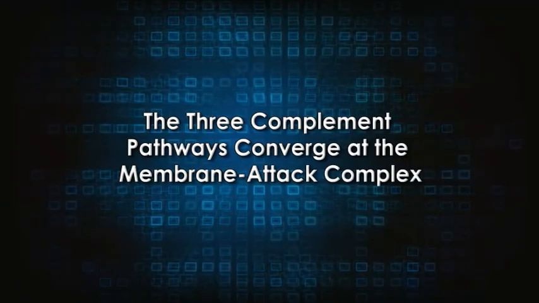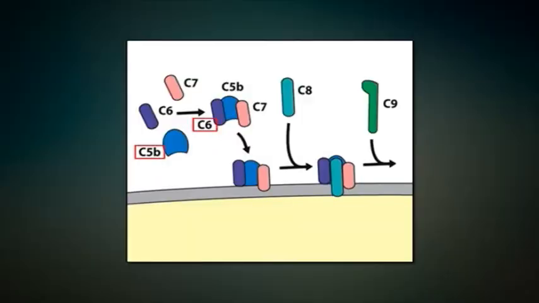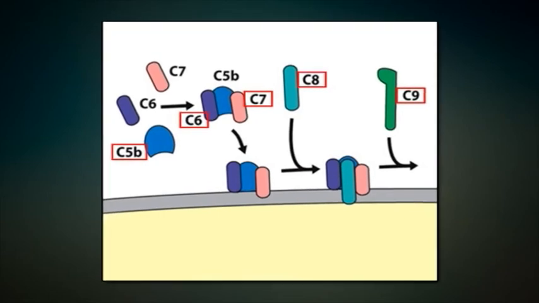The three complement pathways converge at the membrane-attack complex. The terminal sequence of complement activation involves C5b, C6, C7, C8 and C9, which interact sequentially to form a macromolecular structure called the membrane-attack complex (MAC). This complex forms a large channel through the membrane of the target cell, enabling ions and small molecules to diffuse freely across the membrane. The end result of activating the classical, alternative or lectin pathway is production of an active C5 convertase.